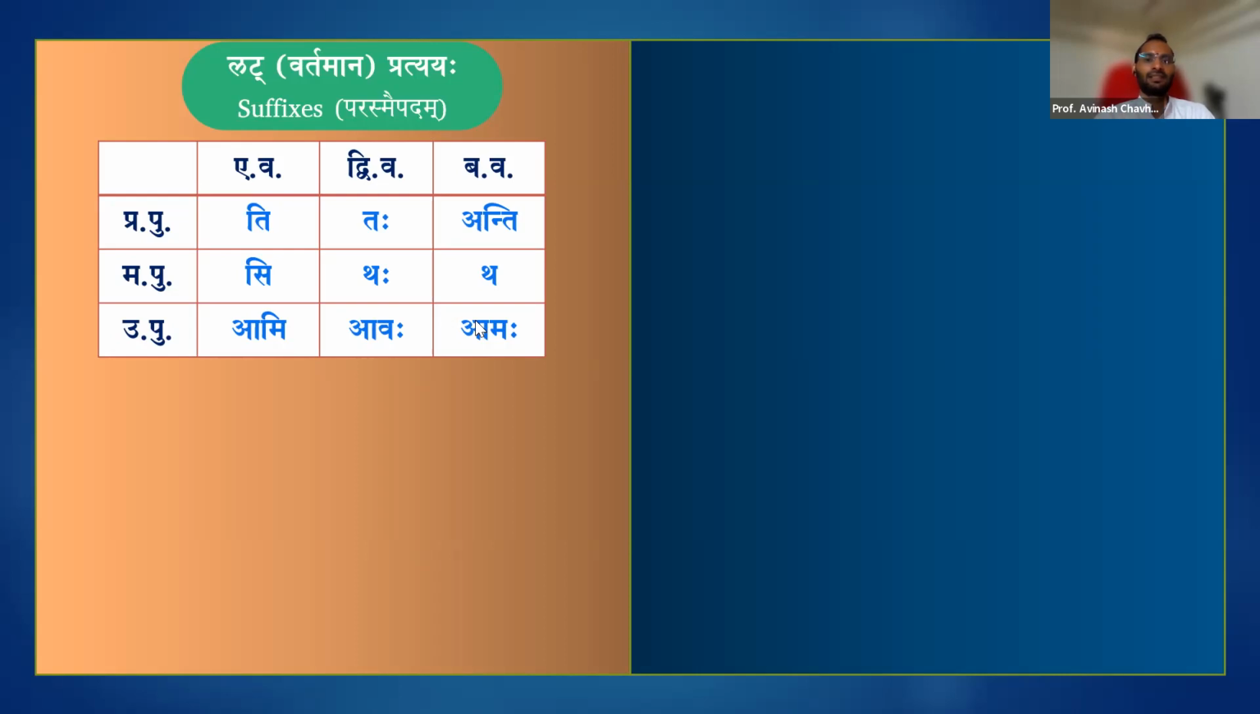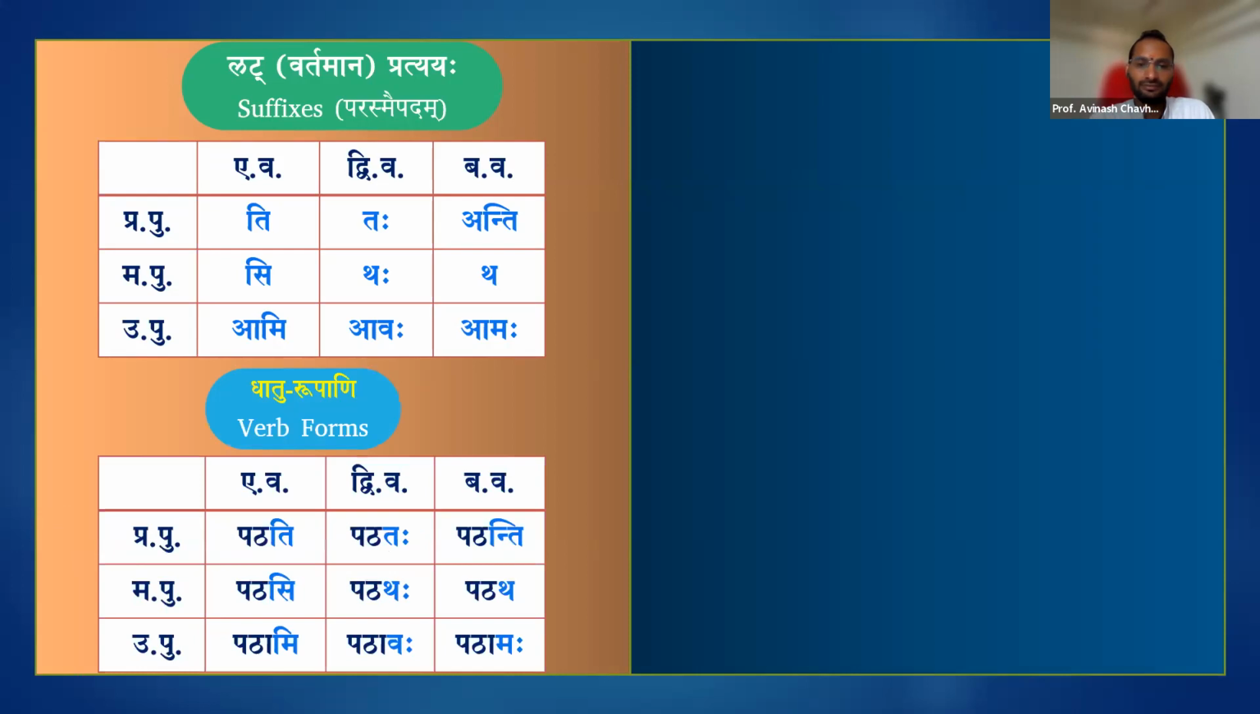For example, let me show. Like pathati, patha is the main root. With patha, you are going to use the ti pratyaya. So patha plus ti becomes pathati. In a similar manner, patha plus tah becomes pathatah. Similarly, pathanti, pathasi, pathathah, pathatha, and pathami, pathavah, pathamah.